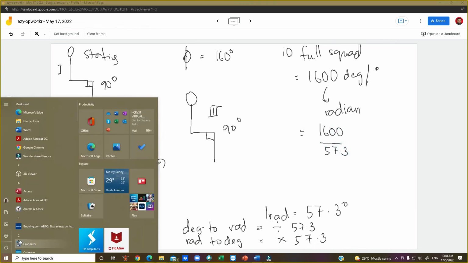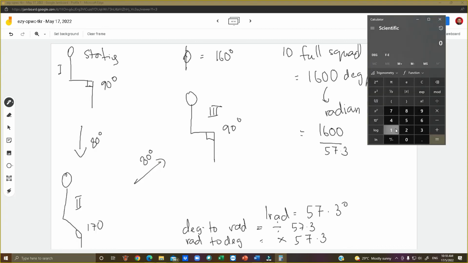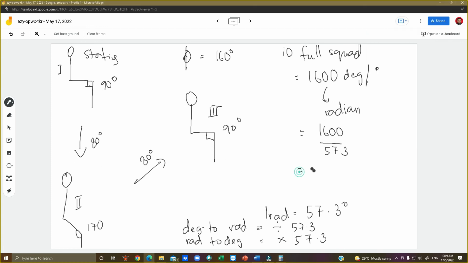Itu jawapan yang kamu mesti ada. Okay, 1600 divide 57.3, 27.9 radian. So always answer angular case in both degree and radian. Okay, so degree ni dalam bentuk angular lah, dalam bentuk angle. Radian ni, we can actually substitute this radian into linear case. We need radian in linear case later on. That is the reason why angular case kita akan tukar degree kepada radian.